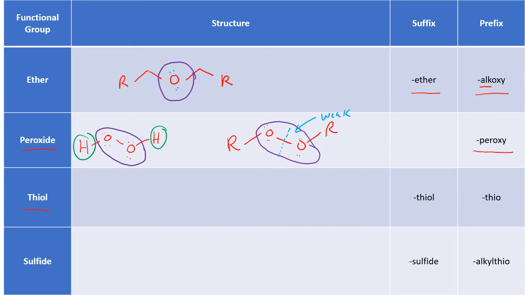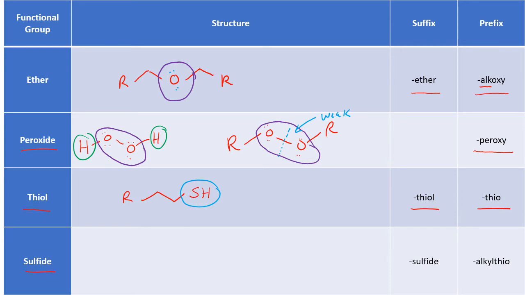Next we have thiols. Thiols are where you have some carbon chain bonded to an SH group. So this part of it right here, that's the thiol part. We have a sulfur bonded to a hydrogen. Suffix is the same as the functional group name, thiol. And if we were naming it as a prefix, we would call it a thio. So just drop the L.